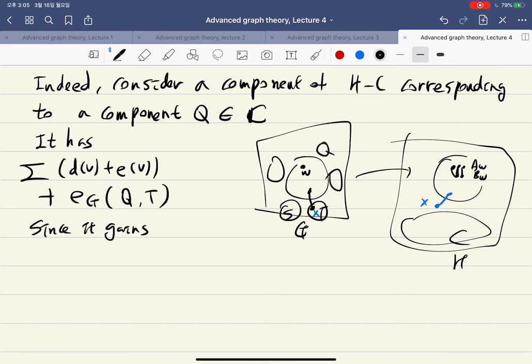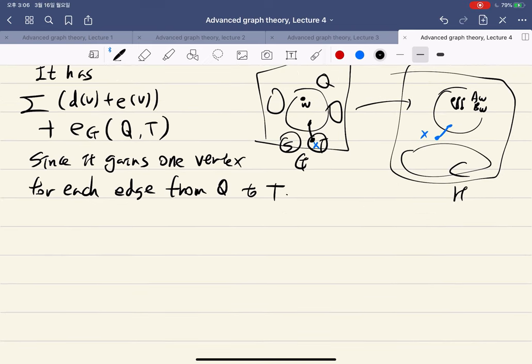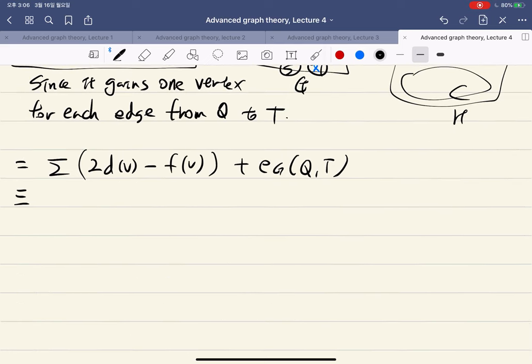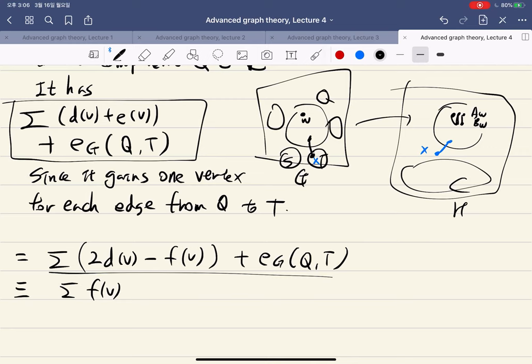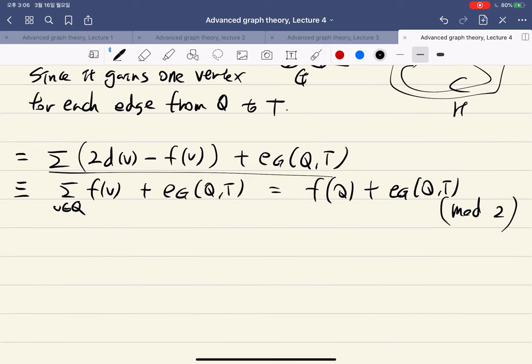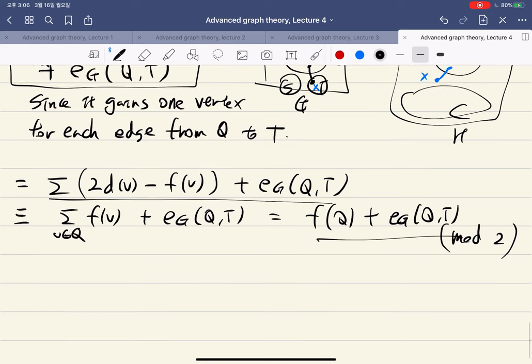Since it gains one vertex for each edge from Q to T, that's the same as twice the degree minus the summation of F(v) plus the number of edges between Q and T. Since we only want to check whether this is odd or not, if we take modulo 2, this is the same as the summation of F(v) over v in Q plus the number of edges between them. So this is F(Q) plus the number of edges between Q and T in G, up to modulo 2. So this and this have the same parity.